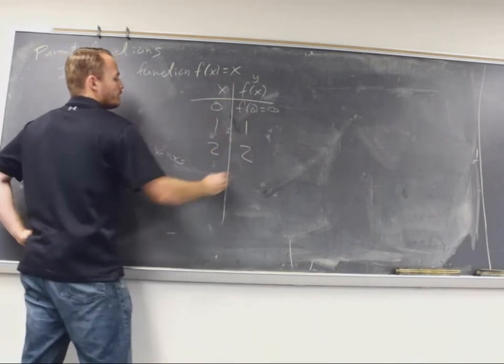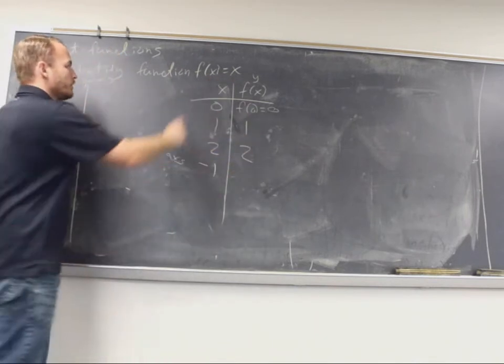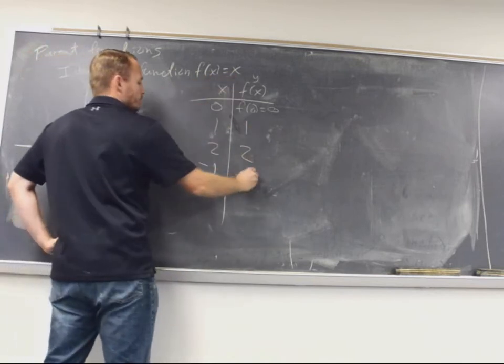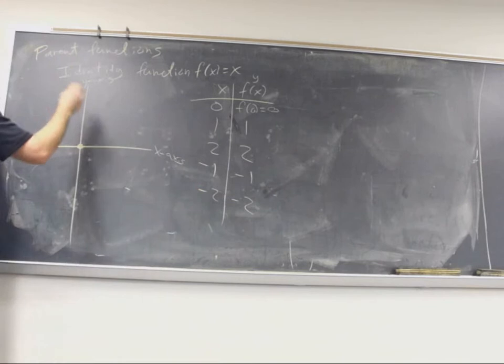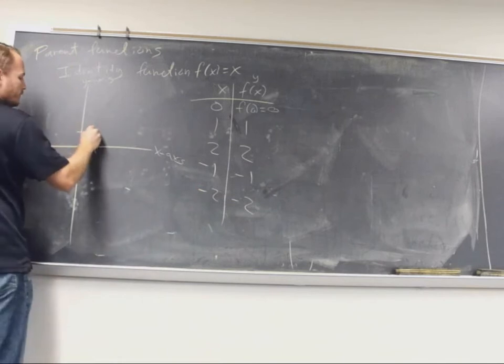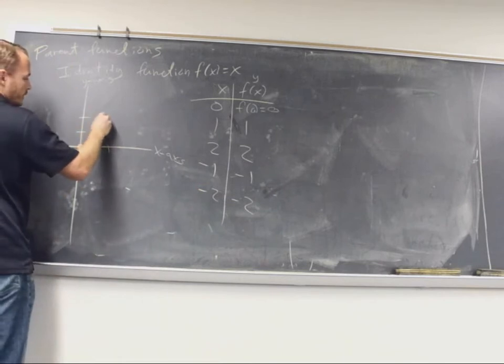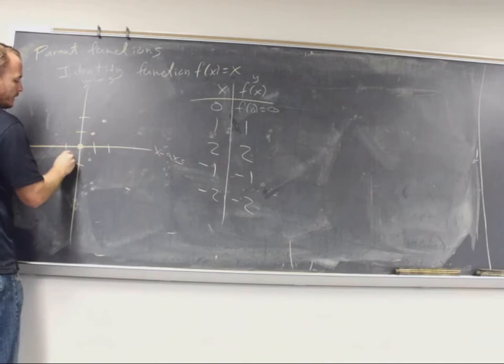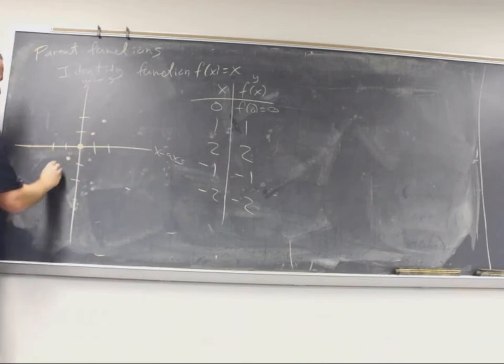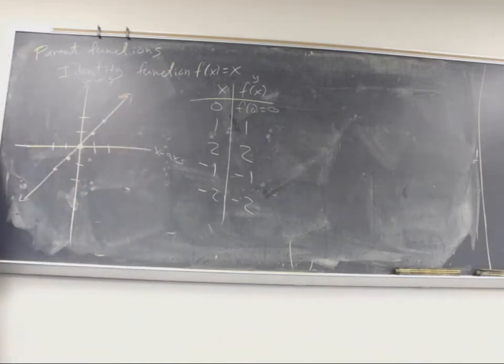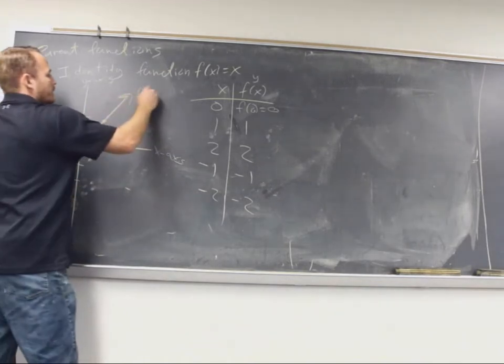Hopefully you see the pattern there. If I plug in -1, then I get -1. -2 is -2. So this is just a straight line, and that's why it's called the identity function. Whatever you plug in, you get back out. And you don't need this many points to graph it, but that is your f of x identity function.